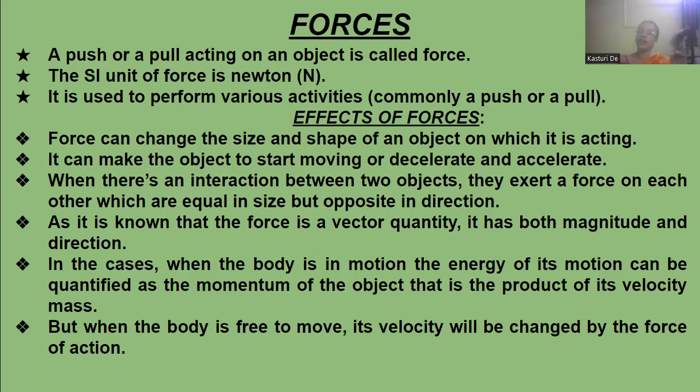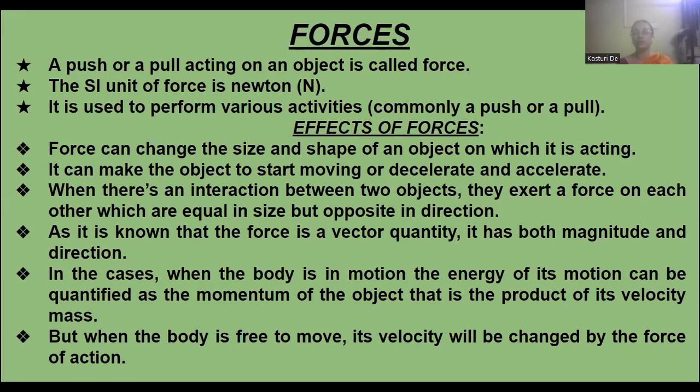When the body is in motion, the energy of the motion will be equal to momentum, and that is equal to velocity into mass. But when the body is free to move, moving freely without any force, its velocity can be changed by the force of action. Like a ball falling freely, its velocity can be changed by the force of action. If you apply a force on it, then it can stop. So when it is moving freely, you can change its velocity by applying some force.